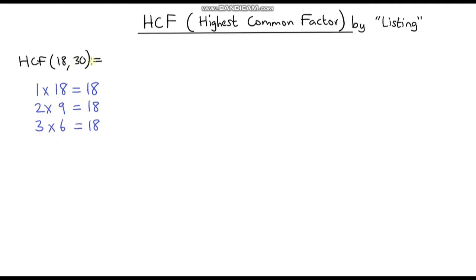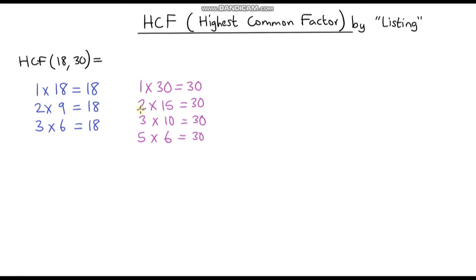Now, let's do the same thing with 30. So, 1 times 30 is 30. We've also got 2 times 15. And we've also got 3 times 10 gives us 30. And there's one more, 5 times 6 is also 30. So we have identified all of the factors of 18 and all of the factors of 30.